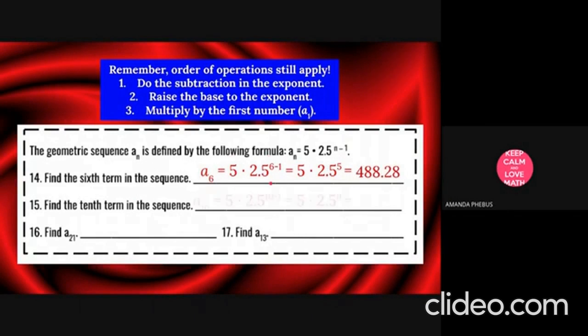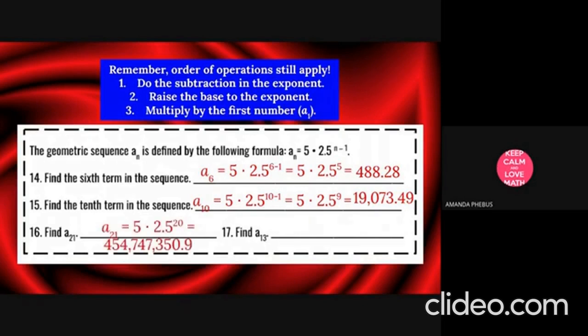The 10th term, you're going to plug in 10. You're going to do 10 minus 1 and get 9. So you're dealing with 5 times 2.5 to the 9th power, which ends up being 19,073.49. Now, these numbers get really big really fast. I'm probably not going to ask you to plug in 100 and find the 100th term, because that number is going to be huge. We're going to see when we do number 16 that when you plug in 21, you're going to get a ginormous number. So I'm going to keep those relatively small. So just keep that in mind.